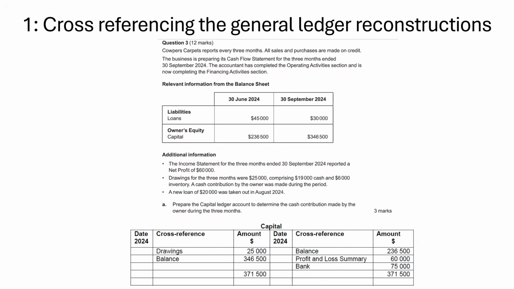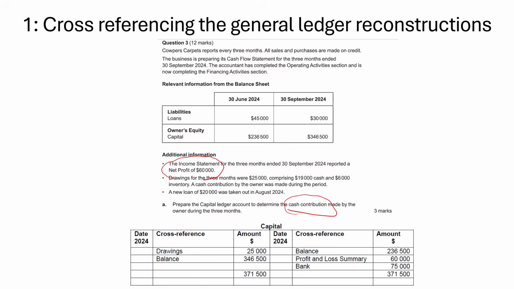Tip 1. When you are required to reconstruct a ledger in order to calculate a mystery figure, there are marks on the table not just for arriving at the correct figure, but also correct cross-referencing, dating and totaling up. So this question from the 2024 exam, what we're required to do is reconstruct a capital ledger to work out the cash contribution. So what a few students missed out on was this entry right here.